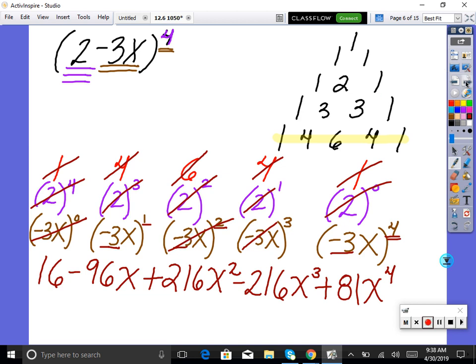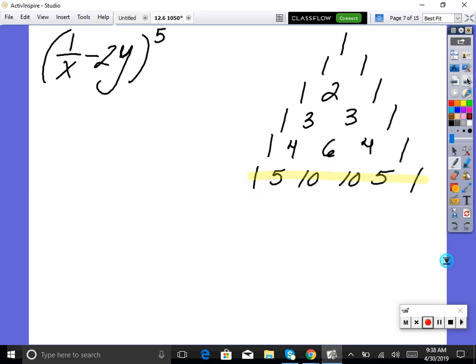Okay, next one. I added this on after last hour because I felt like it was really going to help us with the last part of the lesson. So let's hurry and do this one real quick. So we have 1 over x minus 2y raised to the 5th degree. So our coefficients are 1, 5, 10, 10, 5, 1.